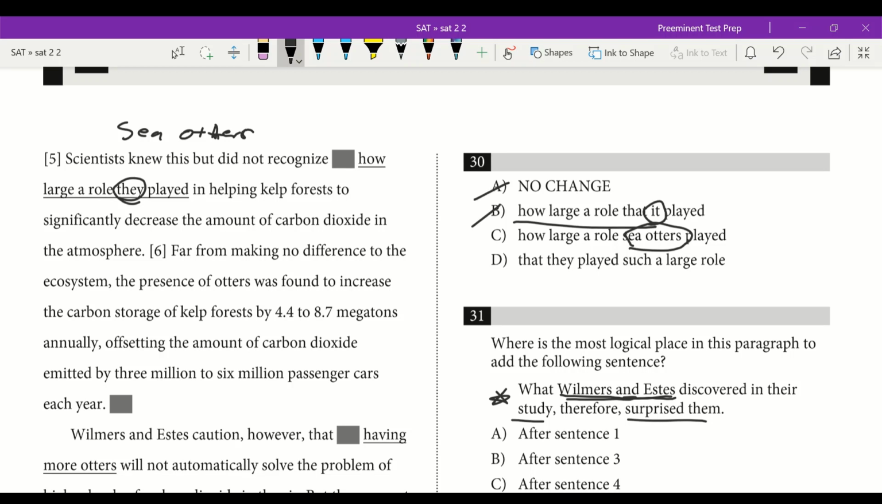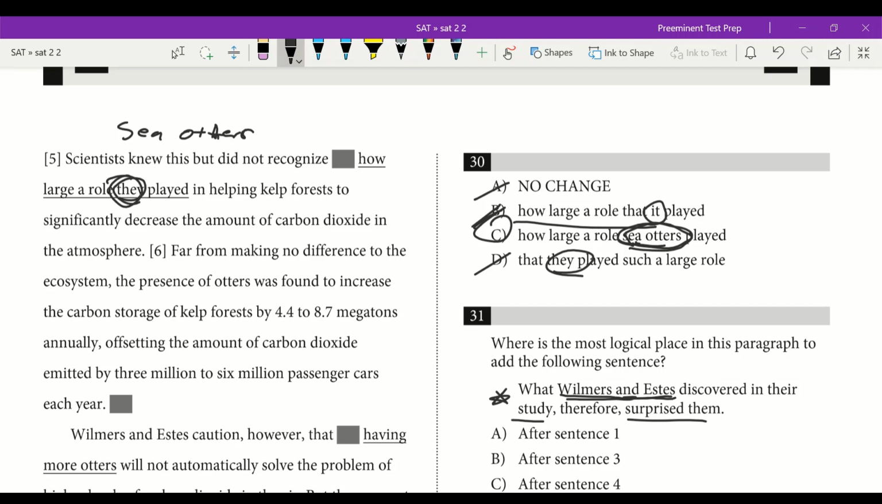So A and B I don't like. I like sea otters much more. It's specific, and we actually know what role is being played by who. It's being played by the sea otters, right? And then D, we have they as well. So I'm going to go with C because that's the only one that actually gives us our subject, right?